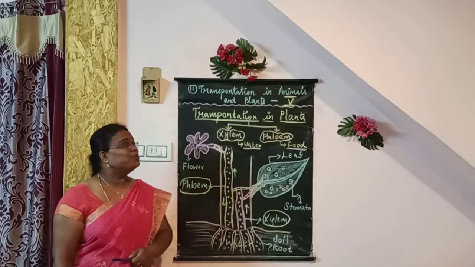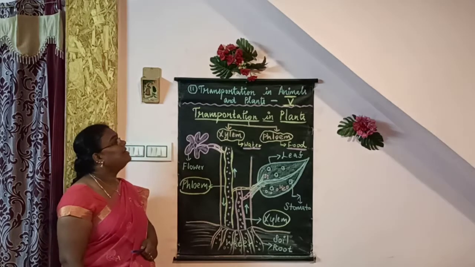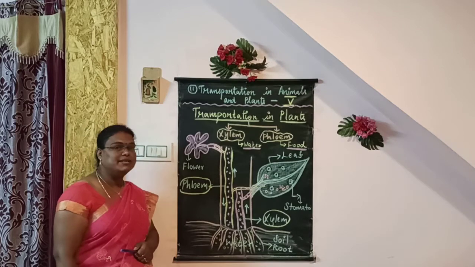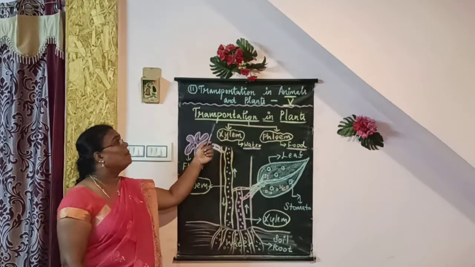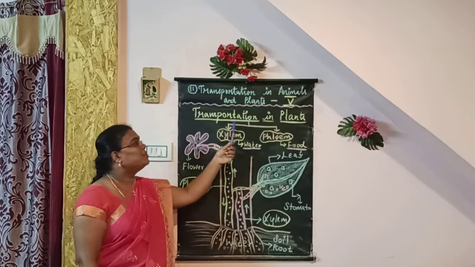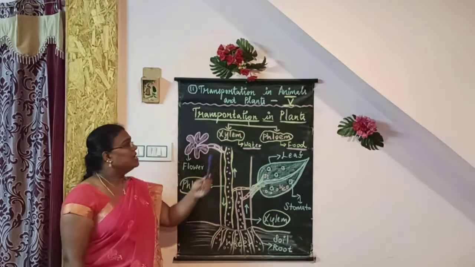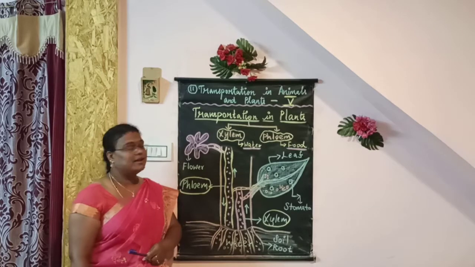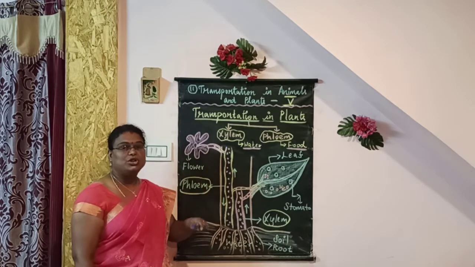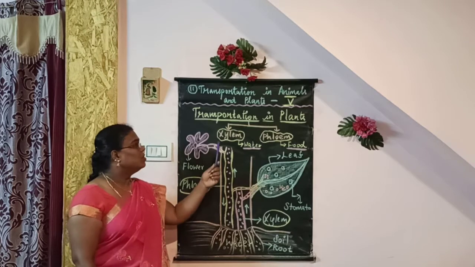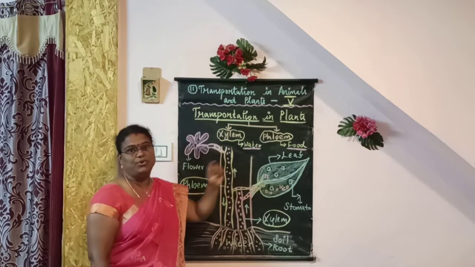Students, welcome back to part 5, chapter 11, transportation in animals and plants. In this video, we are going to see the last topic in this chapter, transportation in plants. Transportation in plants is carried by two tube-like structures or conducting vessels called xylem and phloem.